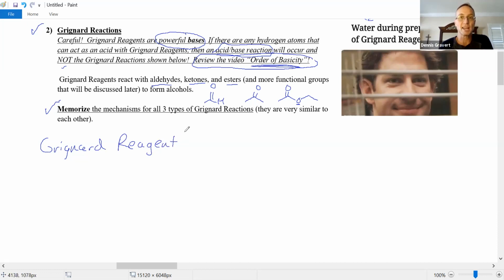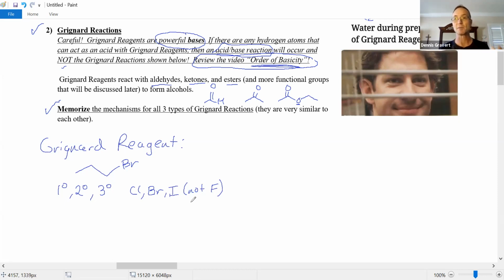The component that we need for a Grignard reaction. What you do is you take an alkyl halide. My favorite halide is bromine. The halide can be primary, secondary, or tertiary. It can be chlorine, bromine, or iodine, not fluorine. Remember we talked about fluorine being found in Teflon. Nothing sticks to Teflon. Fluorine is just weird. The real reason is carbon-fluorine makes a very strong bond, and the reagent just doesn't form. The carbon-fluorine bond survives.